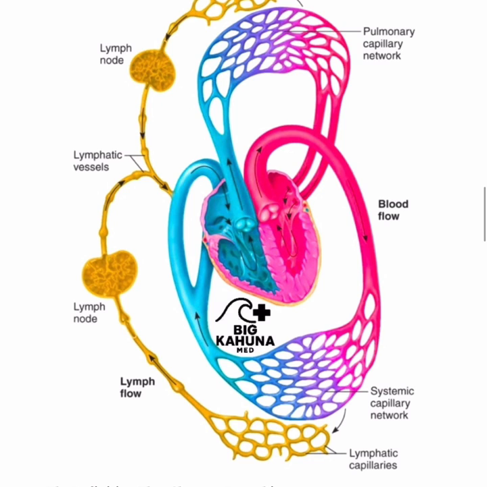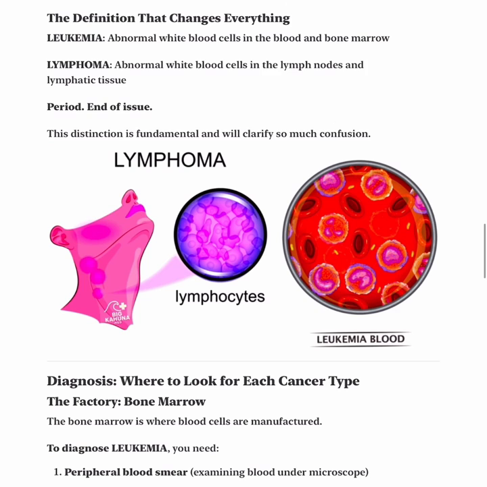All right, let's go over some of the definitions that you're going to need to get yourself oriented regarding leukemia and lymphoma. As far as leukemia, these are abnormal white blood cells in the blood and bone marrow. Lymphoma, on the other hand, are abnormal white blood cells in the lymph nodes and lymphatic tissues, period. Keep it simple, straight to the point. Here for you visual learners, we have a stylized image of a woman's neck indicating the lymph nodes and the lymphocytes located in regards to her lymphoma, as well as a stylized blood smear indicating leukemia in the blood.